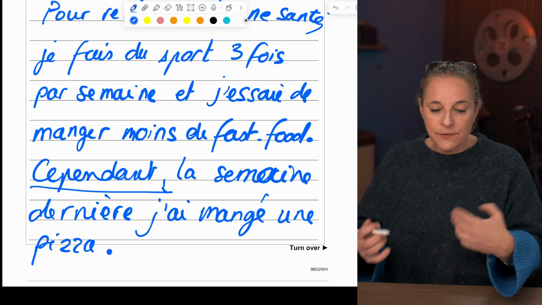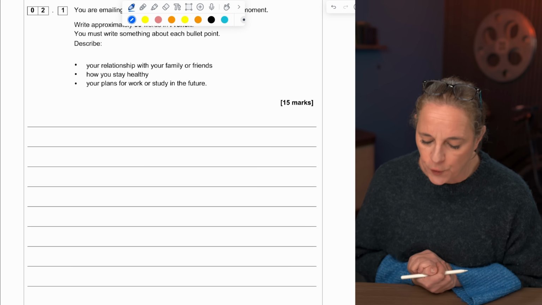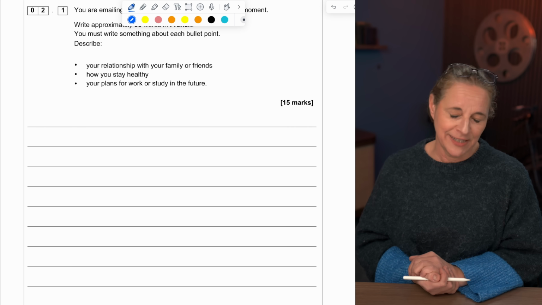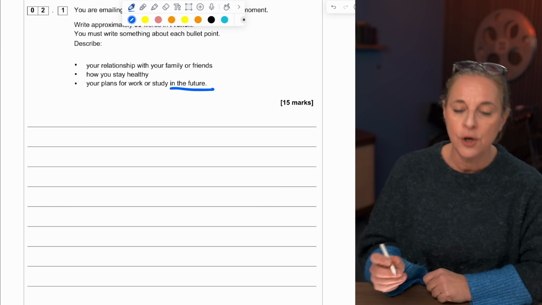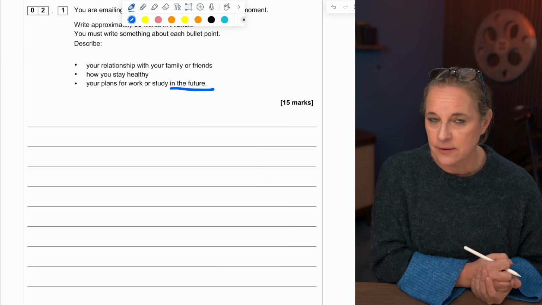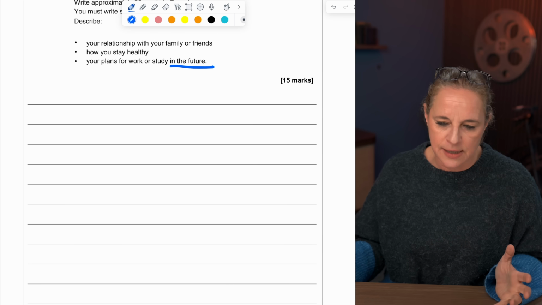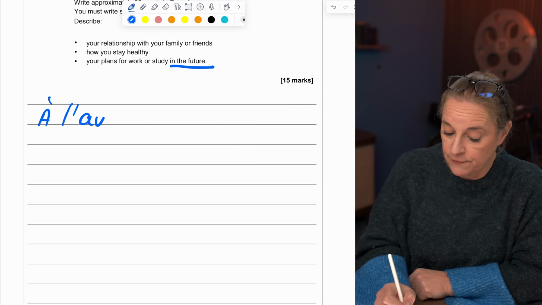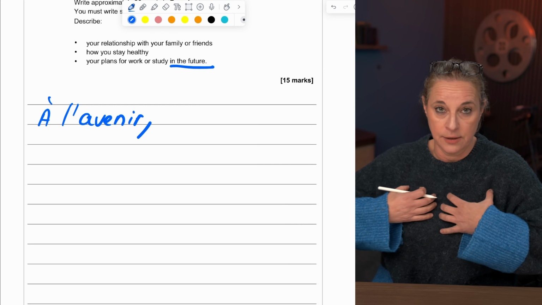Now, let's have a look at the last one, okay? The last one is your plans for work or study in the future. What tense do you think we are going to use here? Yeah. What is it testing you here? Yeah, your conjugation skills, okay? So you've got to be clever here because it's written in the future. You're going to write at least a sentence in the future, okay? So we could talk about going to university, for example, okay? So in the future, à l'avenir, okay, what would you like to do? You can use a conditional. I would like to do. J'aimerais.